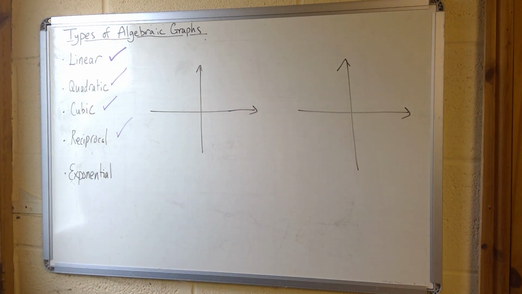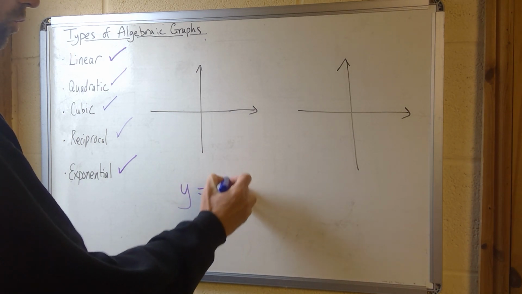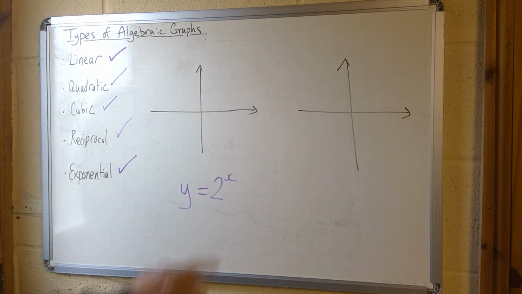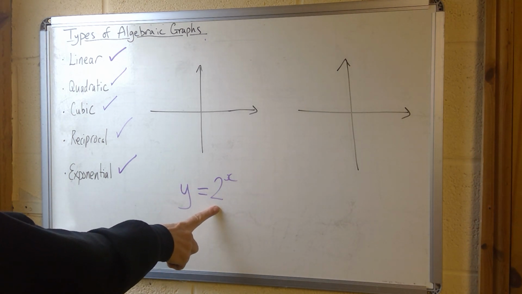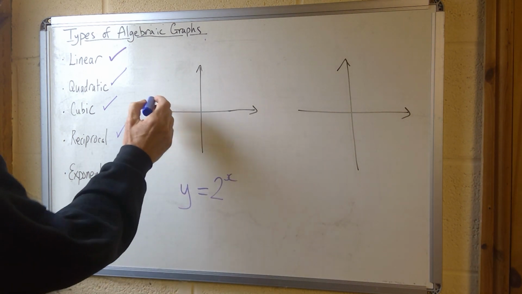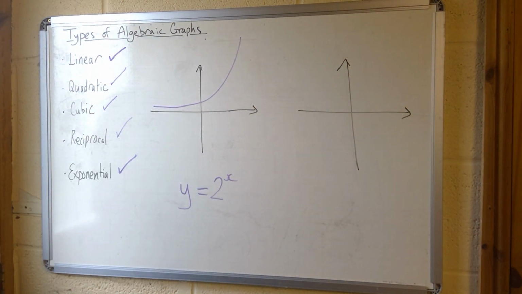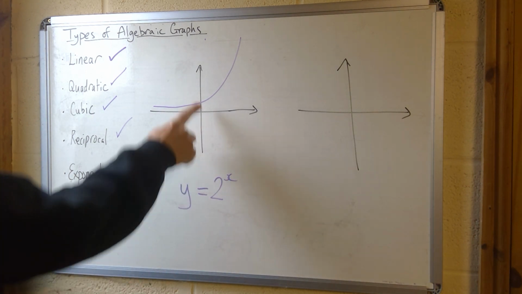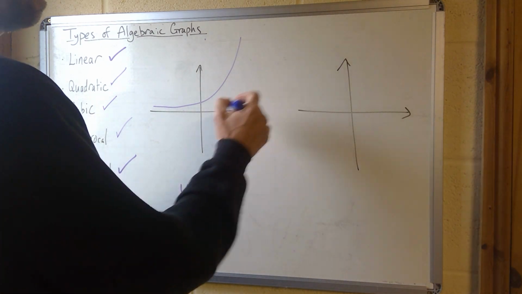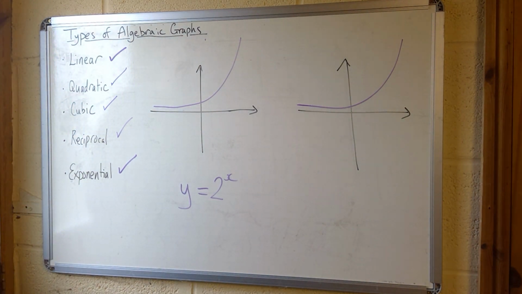Our final type of graph is exponential graphs, and my first example here would be y equals 2 to the power of x. So this is the first time where x is actually the power, and you can imagine this increases very quickly because we're doubling every time. So the graph will look like this, and it will increase very quickly, exponentially. All our exponential graphs are based on this shape. The steepness and the position may change slightly.